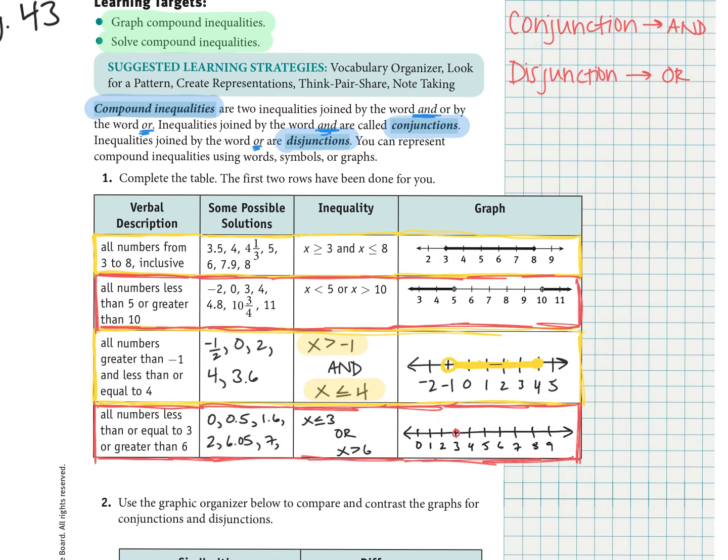And then last but not least, I'm going to have a closed circle at 3 on my number line, and I want to shade everything that is less than that. I'm going to have an open circle at 6 on my number line, and I want to shade everything above that. So I have my arrow going to the right.